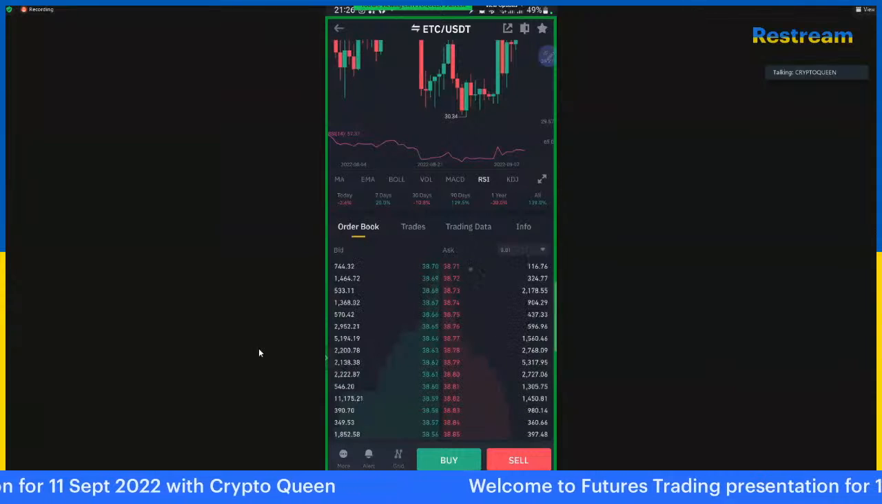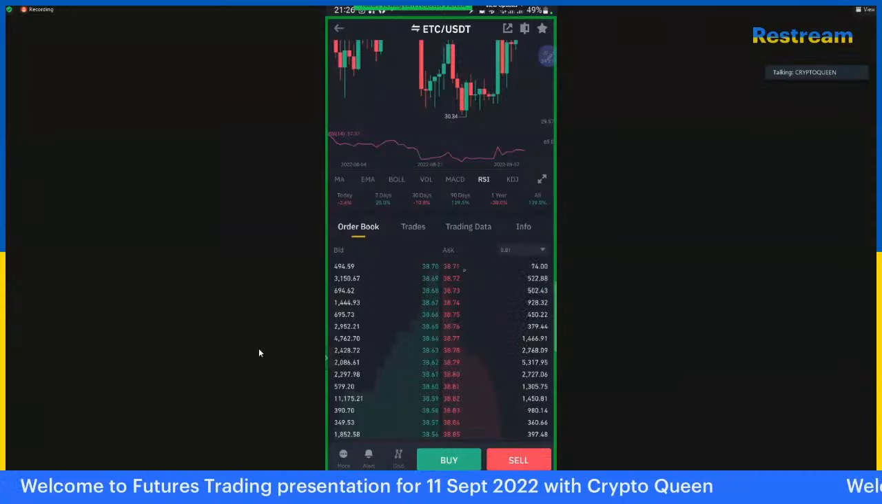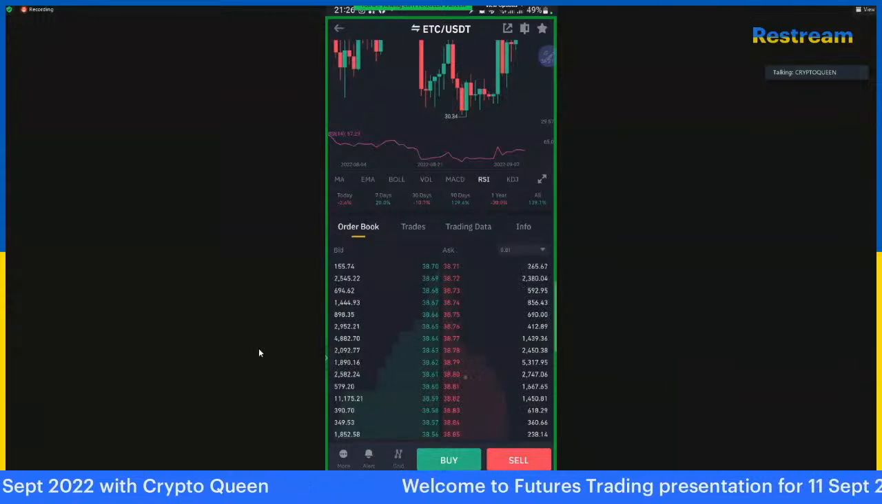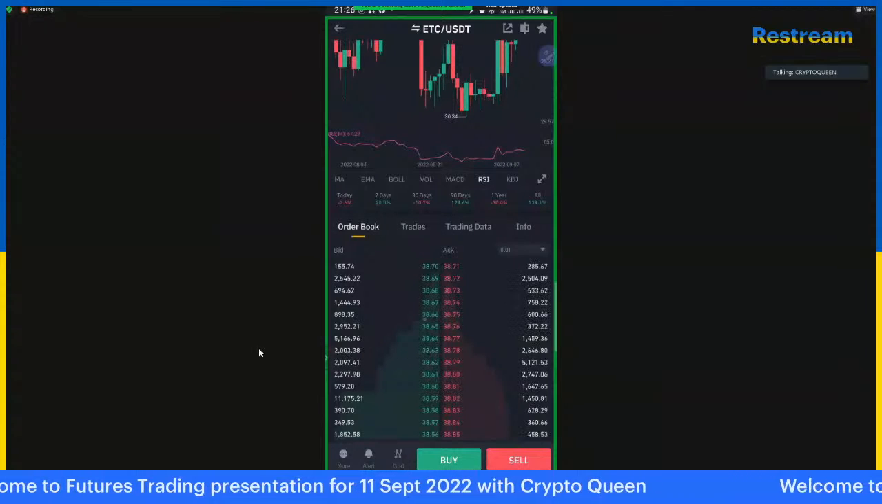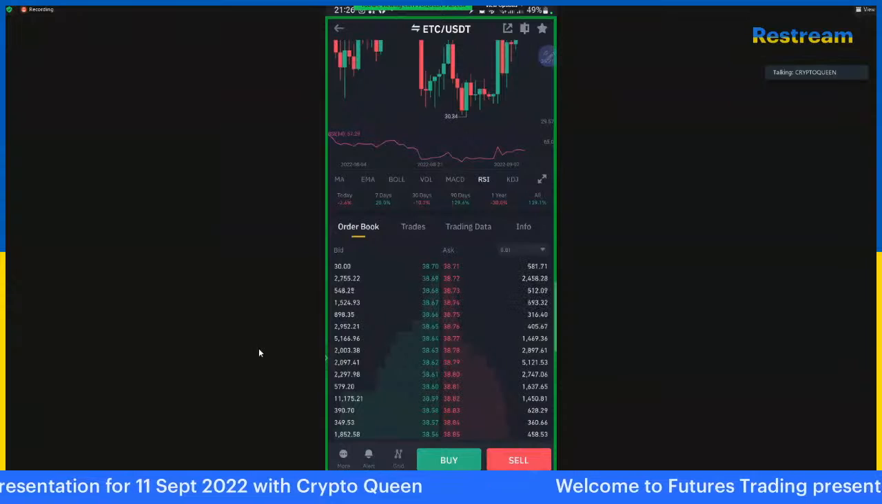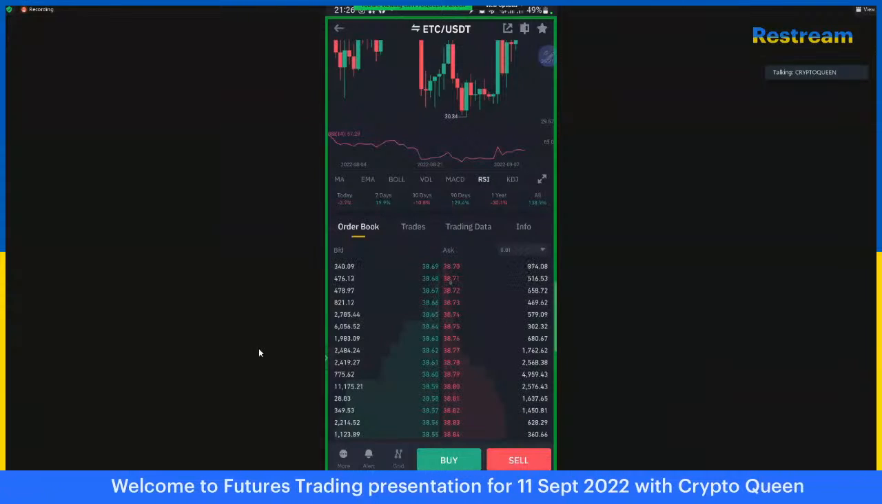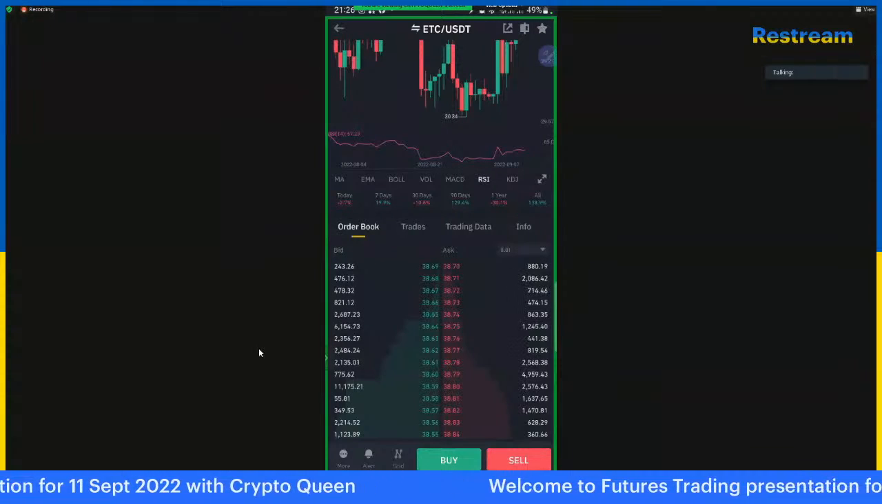So these are the prices that they have put in the market. I want to buy at this price. They are not buying at any price other than what they have put in the market. If you put anything that is not in this price, the order will not execute.